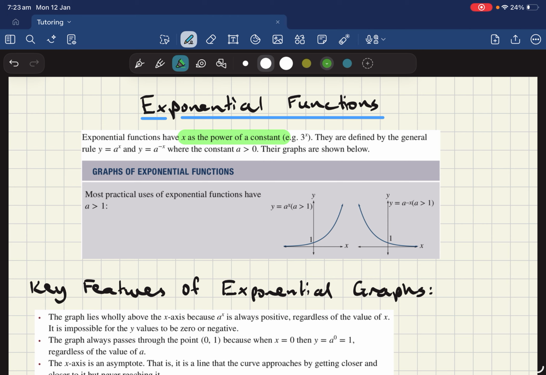And these are defined by a general rule, y equals a to the power of x, or y equals a to the power of negative x, where the constant a is greater than 0. Now, these graphs are shown below. Something like the first one, in the case where a is greater than 1, is an example of what we call exponential growth. Now, anytime we say the word exponential, it means at a faster and faster rate. So if you say something gets exponentially bigger, it means it gets bigger and bigger, quicker and quicker.